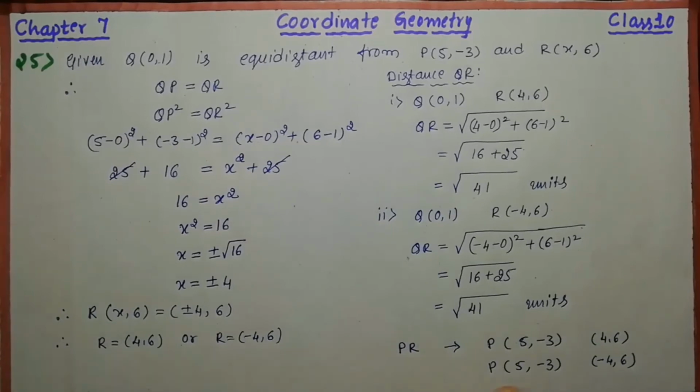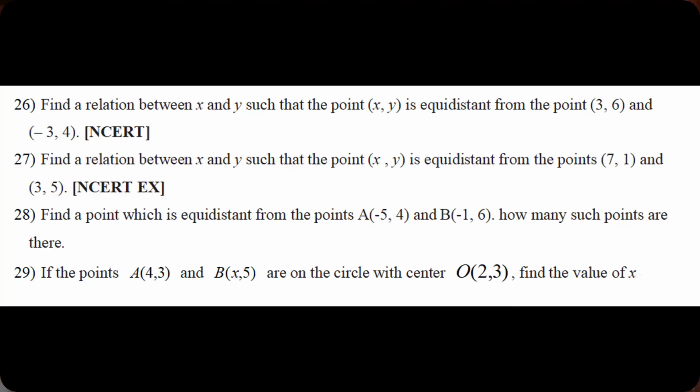This is an exercise for you, you have to find out PR for the first case and for the second case, and in these two cases you will get different answers, remember. Now look at question number 26. Find a relation between x and y such that the point x comma y is equidistant from the point 3 comma 6 and minus 3 comma 4.